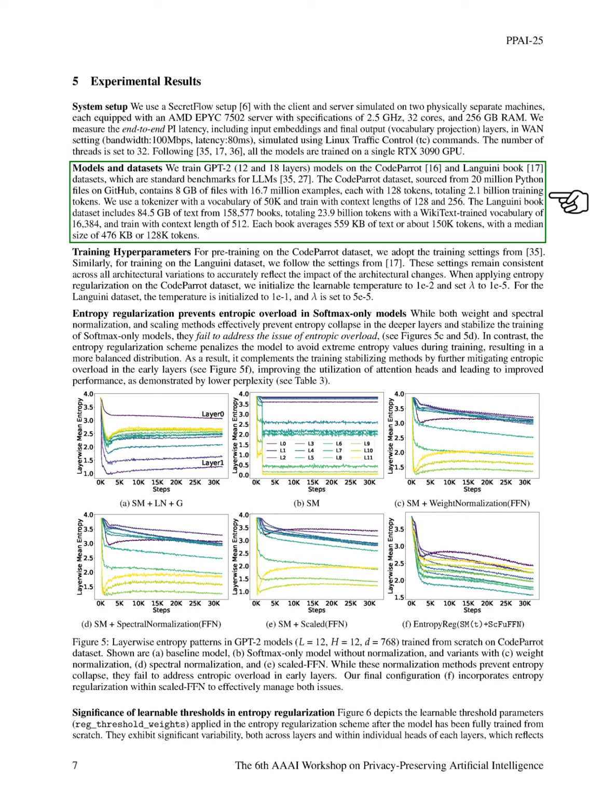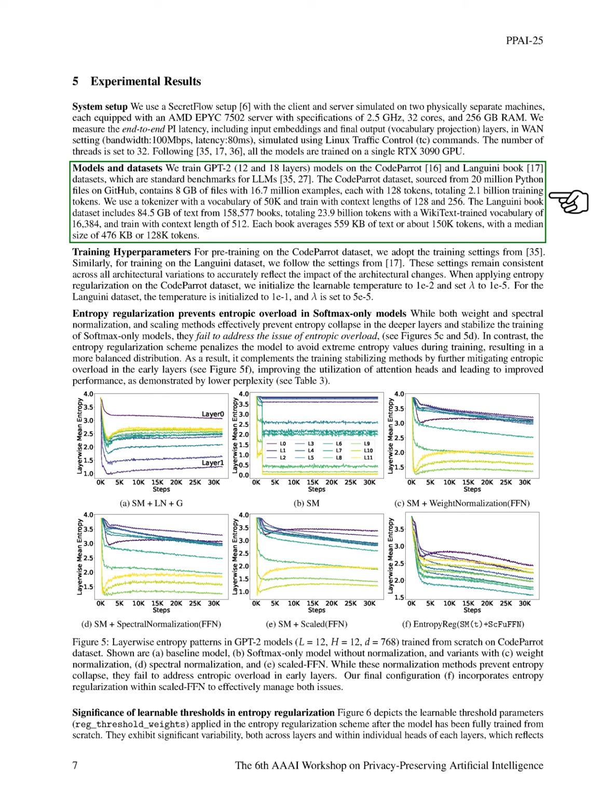For our models and datasets, we trained GPT-2 models with 12 and 18 layers on the CodeParrot and Languini book datasets, which are recognized benchmarks for large language models. The CodeParrot dataset consists of 20 million Python files from GitHub, totaling 8 gigabytes and containing 16.7 million examples, each with 128 tokens, amounting to 2.1 billion training tokens. We used a tokenizer with a vocabulary of 50,000 and trained with context lengths of 128 and 256.